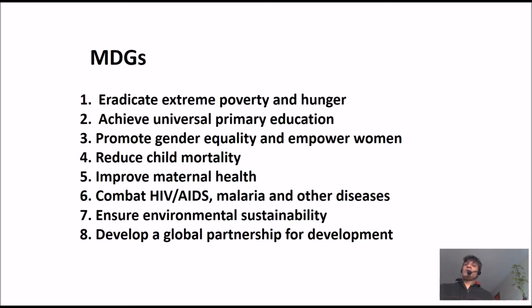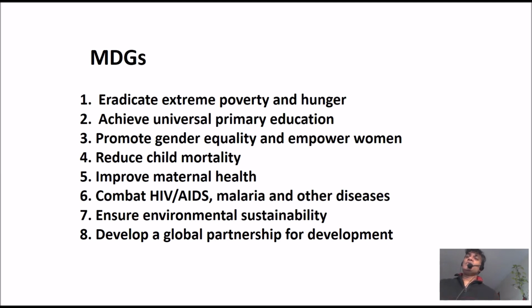What were those goals? Well, they were to eradicate extreme poverty and hunger. Sounds great, right? As we covered in a previous lecture, how you define poverty matters, and eradication is a fairly ambitious goal to have. So maybe eradication isn't an appropriate way to go. Maybe we need to reduce it by a certain amount.